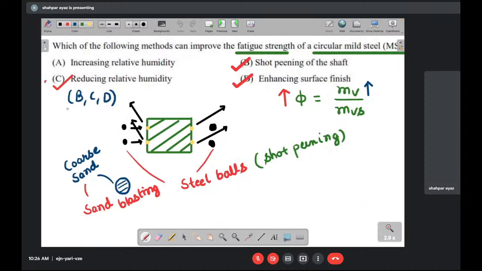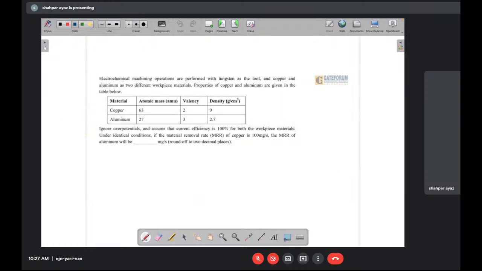Manikanta is saying, sir, I have access, but your notes are not there. My notes are there. You can ask the coordinator. My notes are there. Okay.